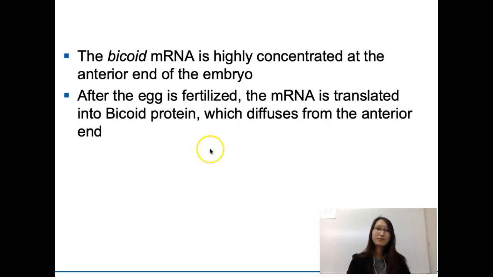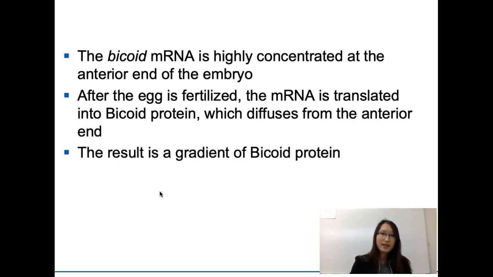Okay, I don't know why I jumped back to bicoid. So the bicoid mRNA is highly concentrated at the anterior end of the embryo, and then after the egg is fertilized, the mRNA is translated into bicoid protein, which diffuses from the anterior end to the other end. So the result is a gradient of bicoid proteins.